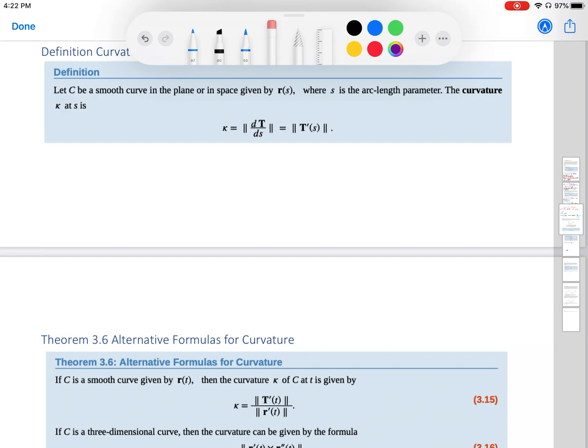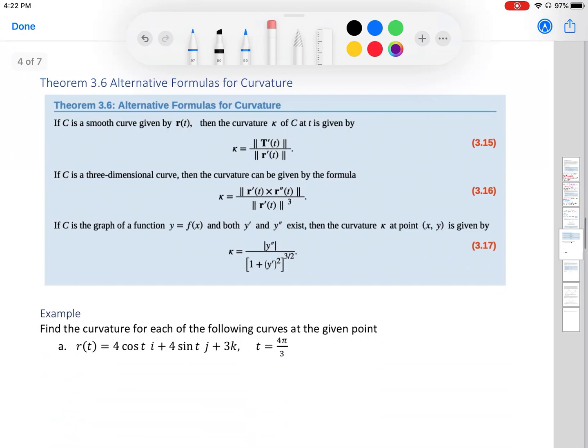So we're going to learn some alternative formulas, which are actually more helpful than that first one. So we have 3.6, alternative formulas for curvature. Let C be a smooth curve given by r(t). Then the curvature K of C is given by K equal to the magnitude of T prime of t divided by the magnitude of r prime of t. So that's one way.